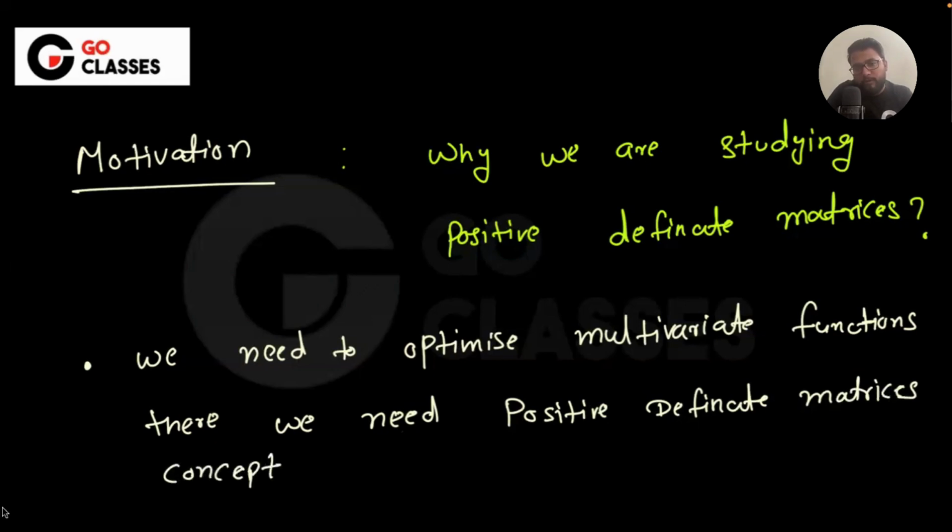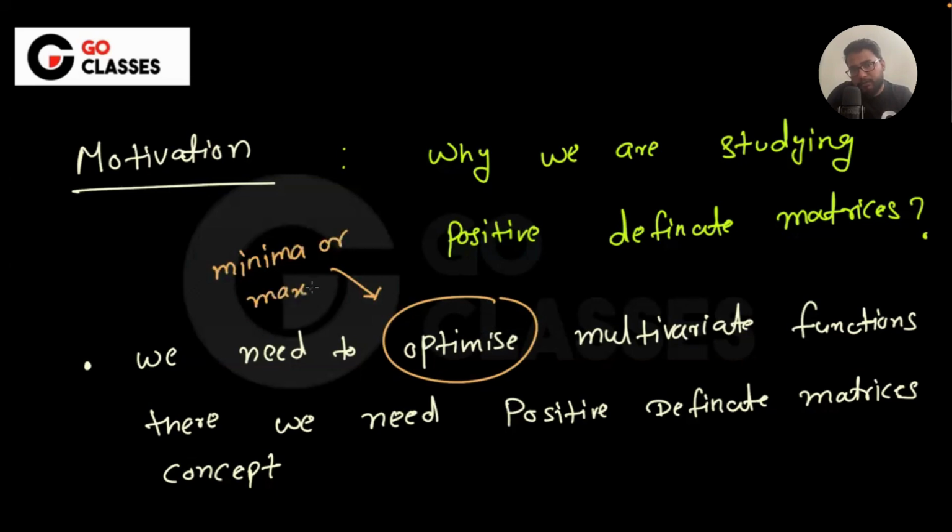What do I mean by optimize? Basically, we need to find minima or maxima of a multivariate function. There we need to understand what positive definite matrices are. You will get to understand this when we go for optimization in the higher order, and then you will know why we need positive definite matrices.